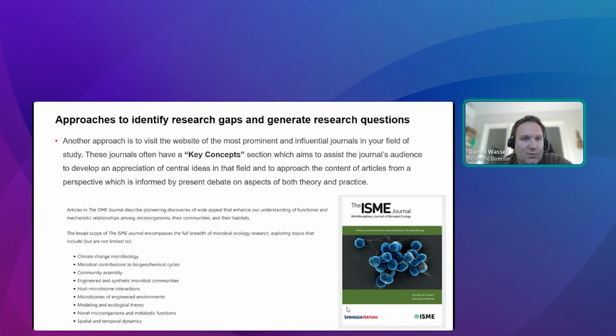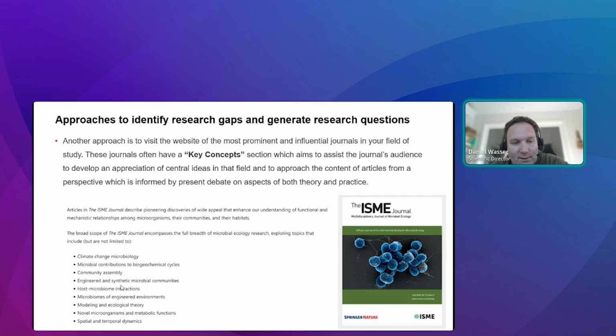So here's some examples. Many journals nowadays have what's called a key concept section, and that can be really helpful as well in terms of talking about kind of where to explore. So these are the key concepts in this particular journal, ISME, it's a microbiology journal. And as you're looking for journals, these are what they're interested in when it comes to this particular journal. They really want to understand these topics, right?